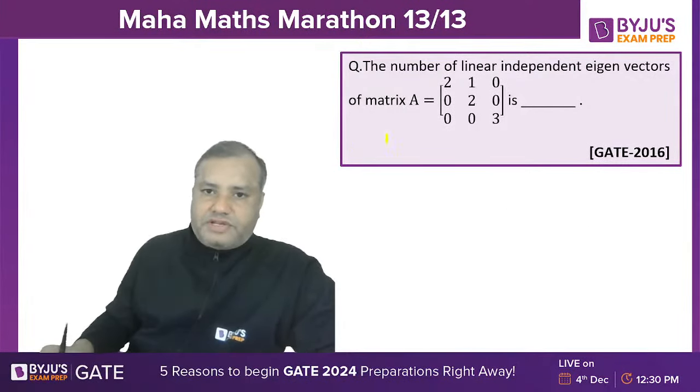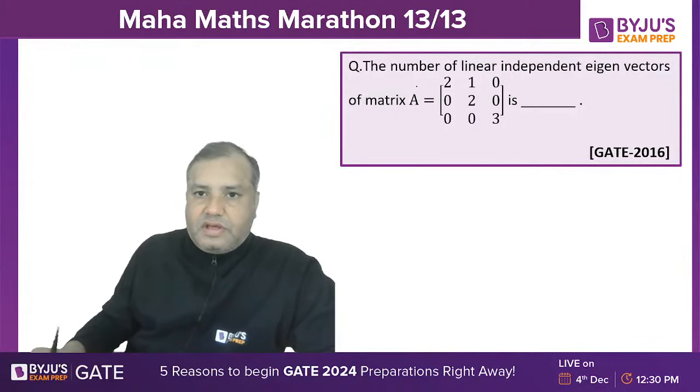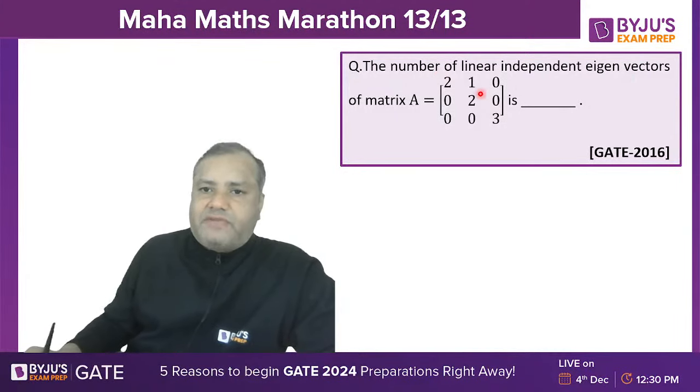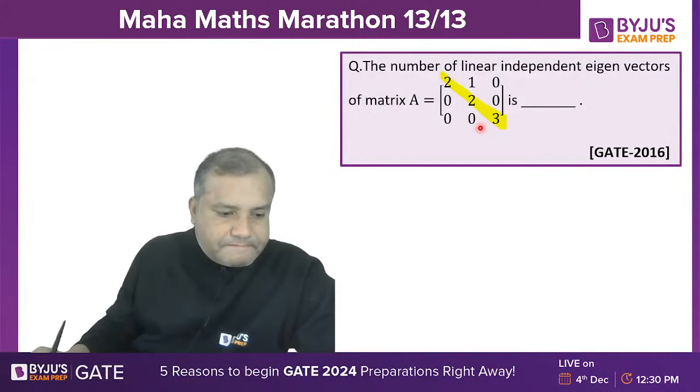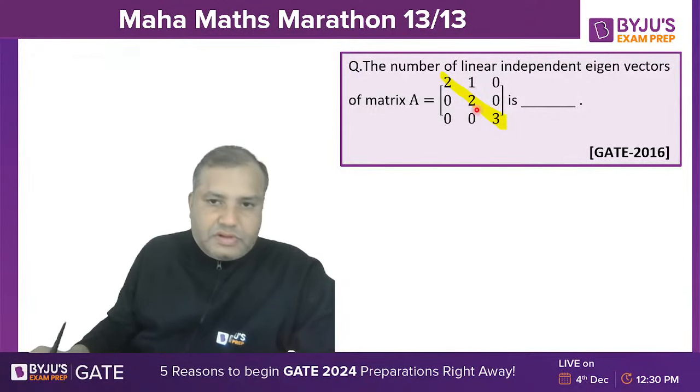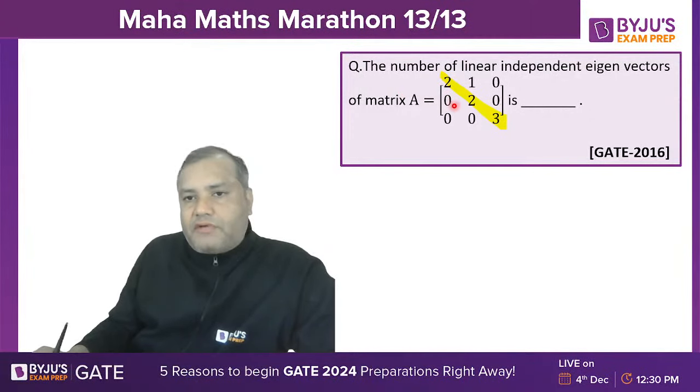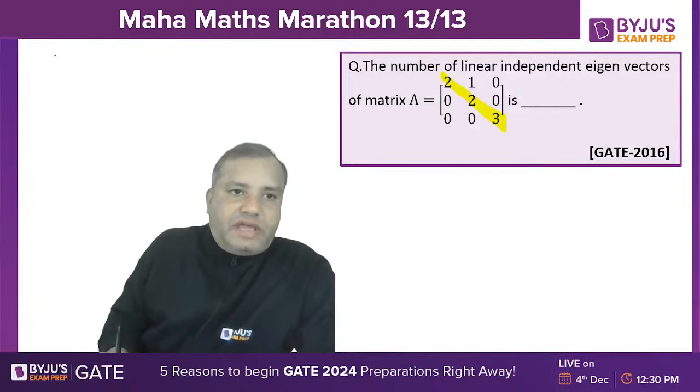For this particular question, the number of linearly independent eigenvectors is being asked. Now this is an upper triangular matrix. So its eigenvalues are, very good Samira, very nice. So how many eigenvalues will be here? 3. Matrix A has got 3 eigenvalues.